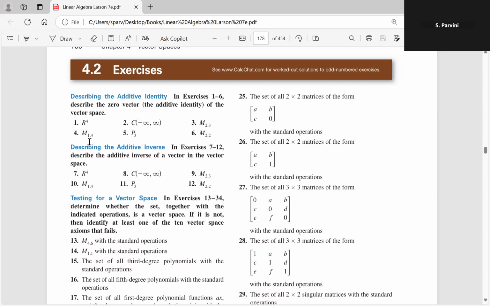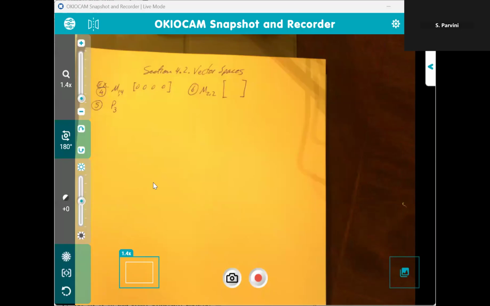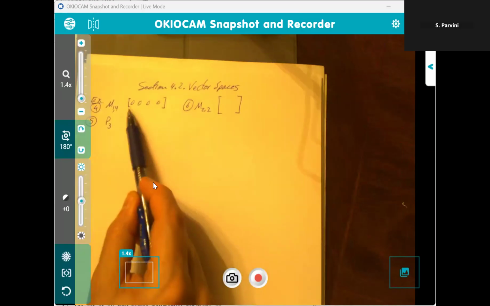What about number 5, P3? P3 means the set of all third-degree polynomials. Let me write this and number 6, and then I'll switch to my notepad so you see how it's done. Number 6 is M 2,2. Again, we want to know what the 0 matrix looks like. For the first one, everybody agrees that's going to be a row vector of 0, 0, 0, 0.